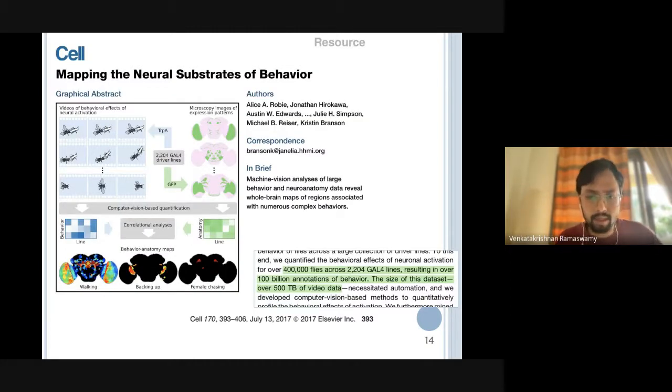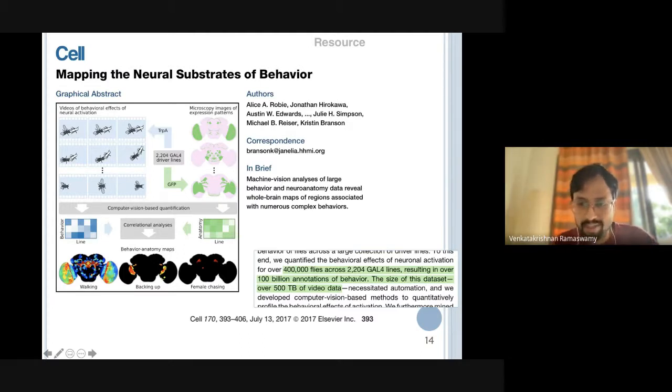So here's a paper that was out about 4 years ago now, and this is in the fruit fly, right? So Drosophila. And what they did was they expressed these what are called trip channels. So trip channels are channels that open up not due to light but due to temperature. So if you raise the temperature from 25 degrees centigrade to 31, these channels will open up, and the neurons in which these channels are expressed will then fire, right?